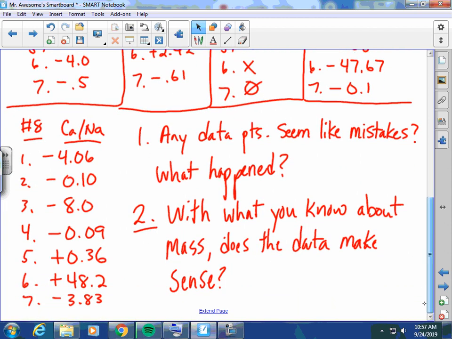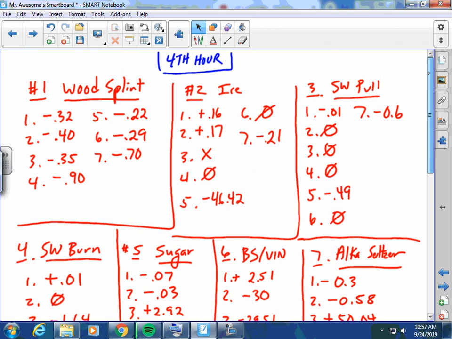And then there's station 8, and there's our questions that we were just discussing in our groups that we're going to share out with the class now. And so we're going to start off with station 1, which was the wood splint. And so sharing with us about the wood splint is going to be Terrence. Terrence, this wood splint station, first of all, did your group think that there were any really weird measurements there?